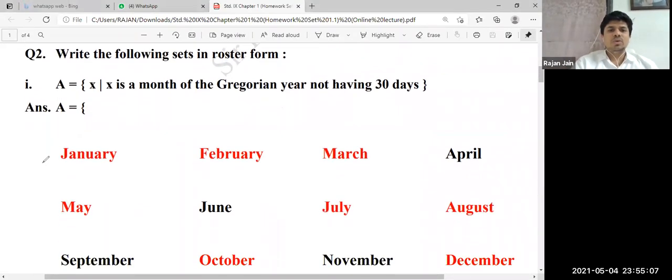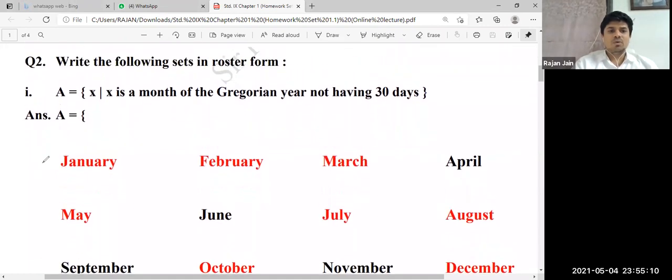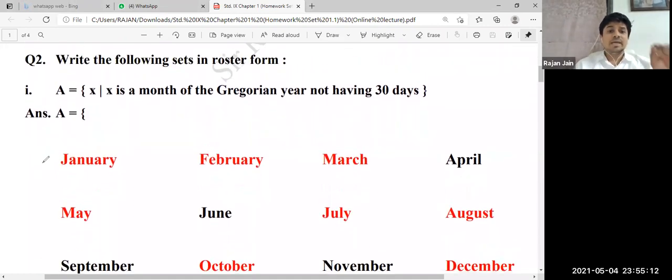Now question number 2 is what I will start with. The question says, write the following sets in roster form. Roster form is another name for the listing method, where you actually have to list all the elements. Now see what is the first question given over here. A, now pay attention to how to read it. A is a set of all x such that x is a month of the Gregorian year not having 30 days.